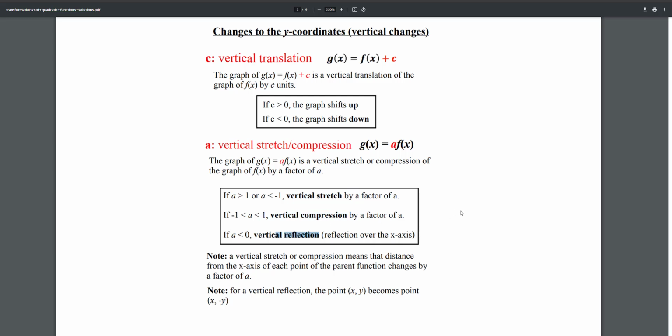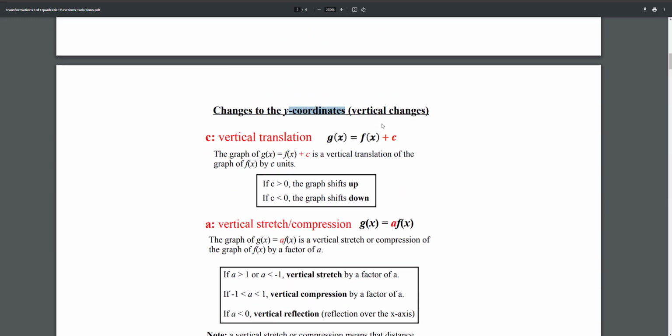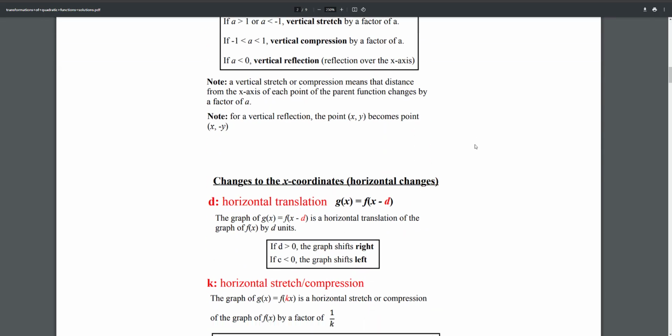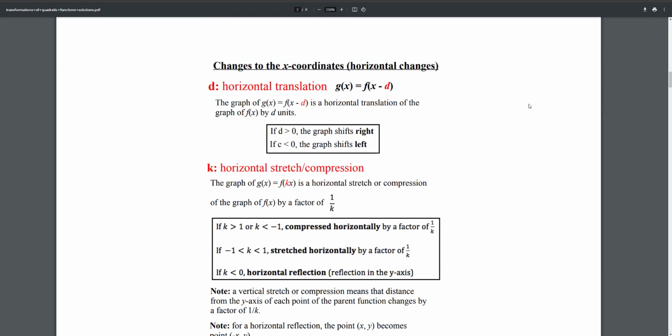So we went over both our A and C values, and both of these transformation values affect your Y coordinates. We're going to do an example of that soon. Here we have our transformation values that affect the X coordinates. We have a horizontal translation, our D value. Just like our C value, this will move the graph, instead of up and down, left or right. So there's a typo here. This is meant to be D.